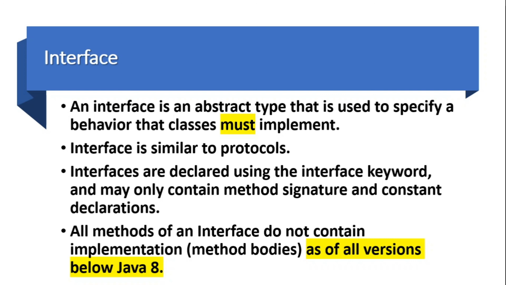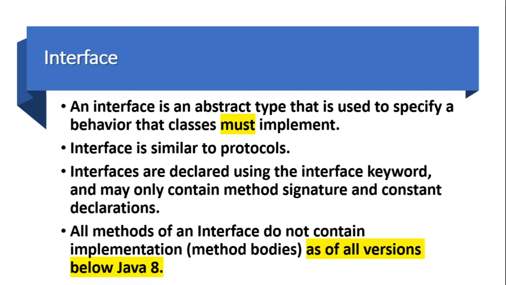After version 7, starting from version 8, that changed. A lot more has been added to it. So, before version 7, an interface used to be just declarations for constant variables and the signature of the method. The signature of the method is basically the method without a body, very similar to abstract methods. So you just have the signature with a semicolon.